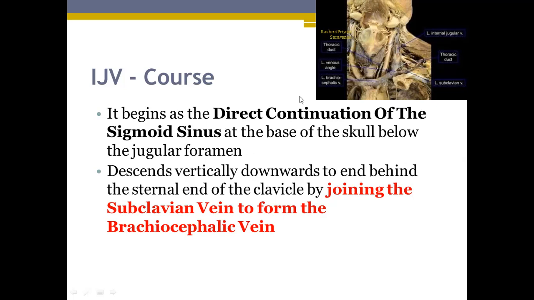So this is the course of the internal jugular vein. It is a direct continuation of the sigmoid sinus at the base of the skull below the jugular foramen, and it descends vertically downwards to end behind the sternal end of the clavicle, that is medial 2/3 of the clavicle. By joining with the subclavian vein, it forms the brachiocephalic vein.